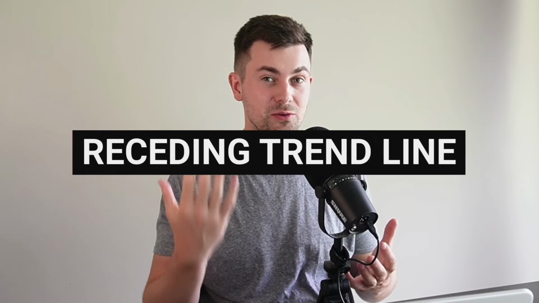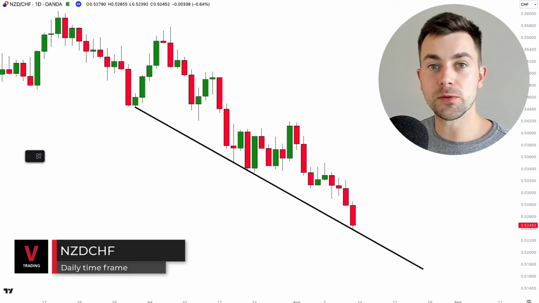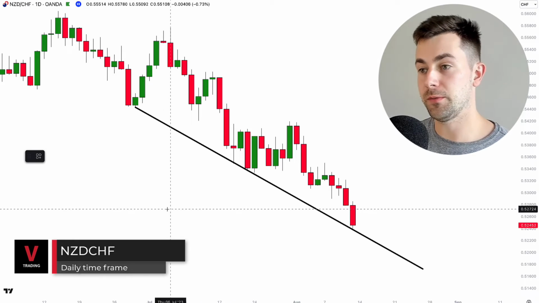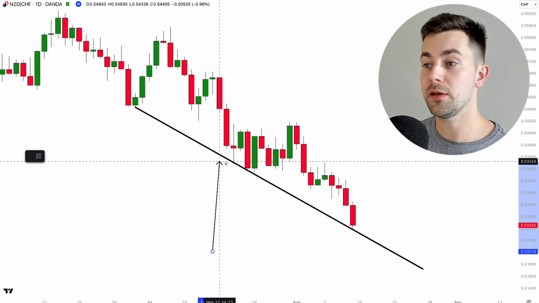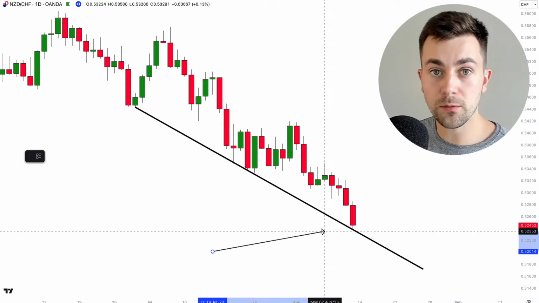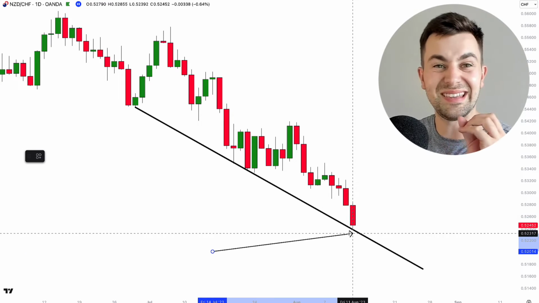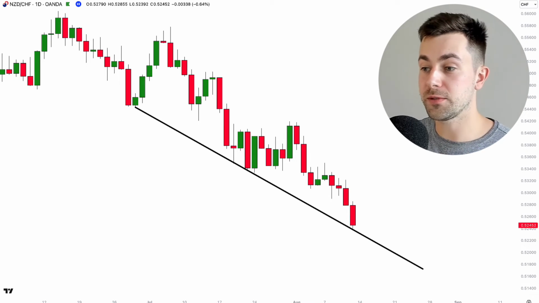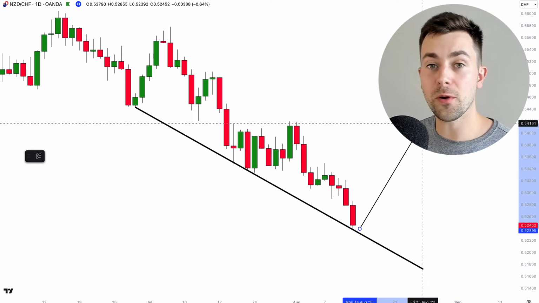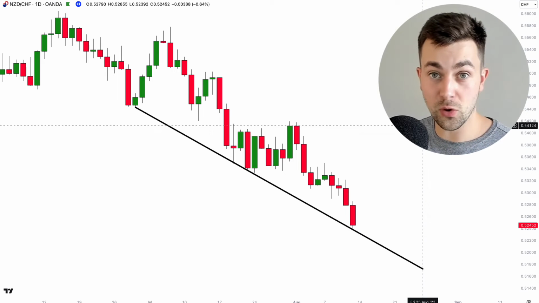There are trend lines that go against your trade while still remaining valid with time. I call such trend lines the receding trend lines. Have a look at that falling trend line on New Zealand Swiss pair. You can see that that trend line was respected 3 times in a row in the past, and definitely it is a strong vertical support. We see the touch of that trend line at the moment, and of course probabilities will be high that the price will bounce from that trend line.